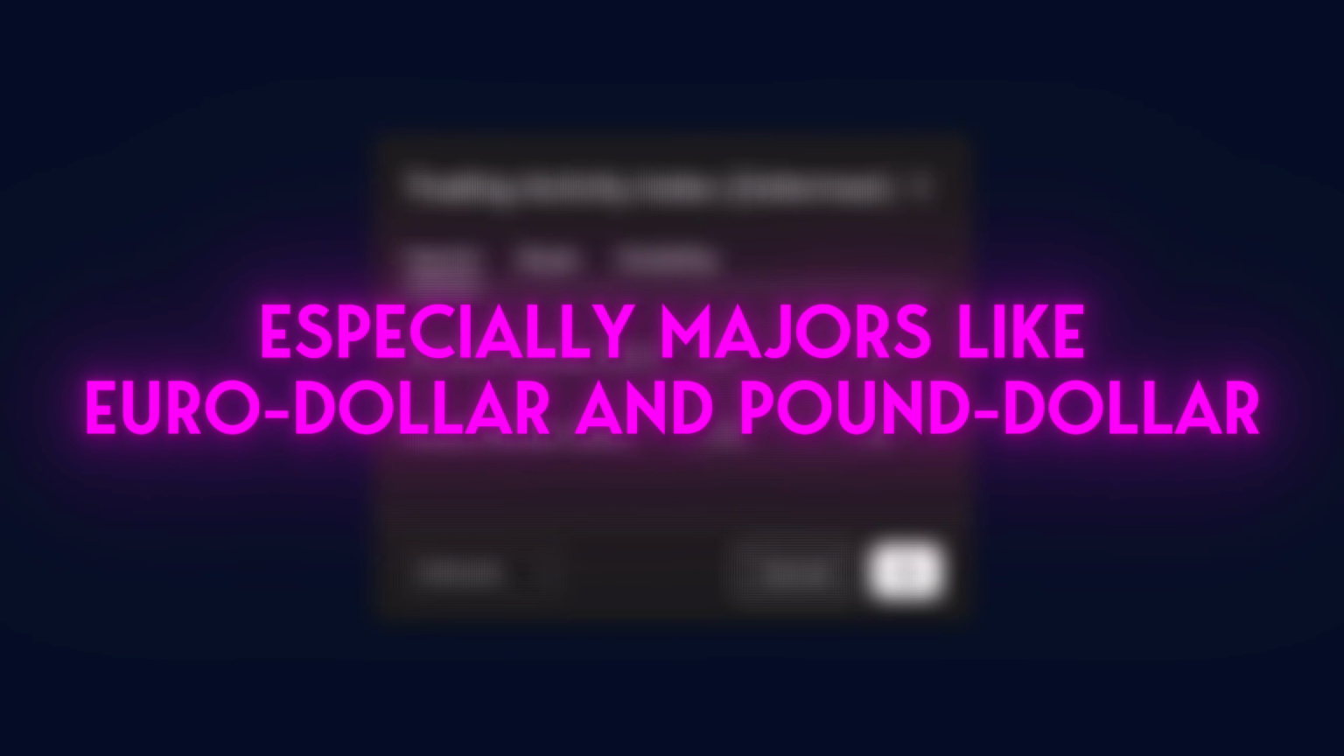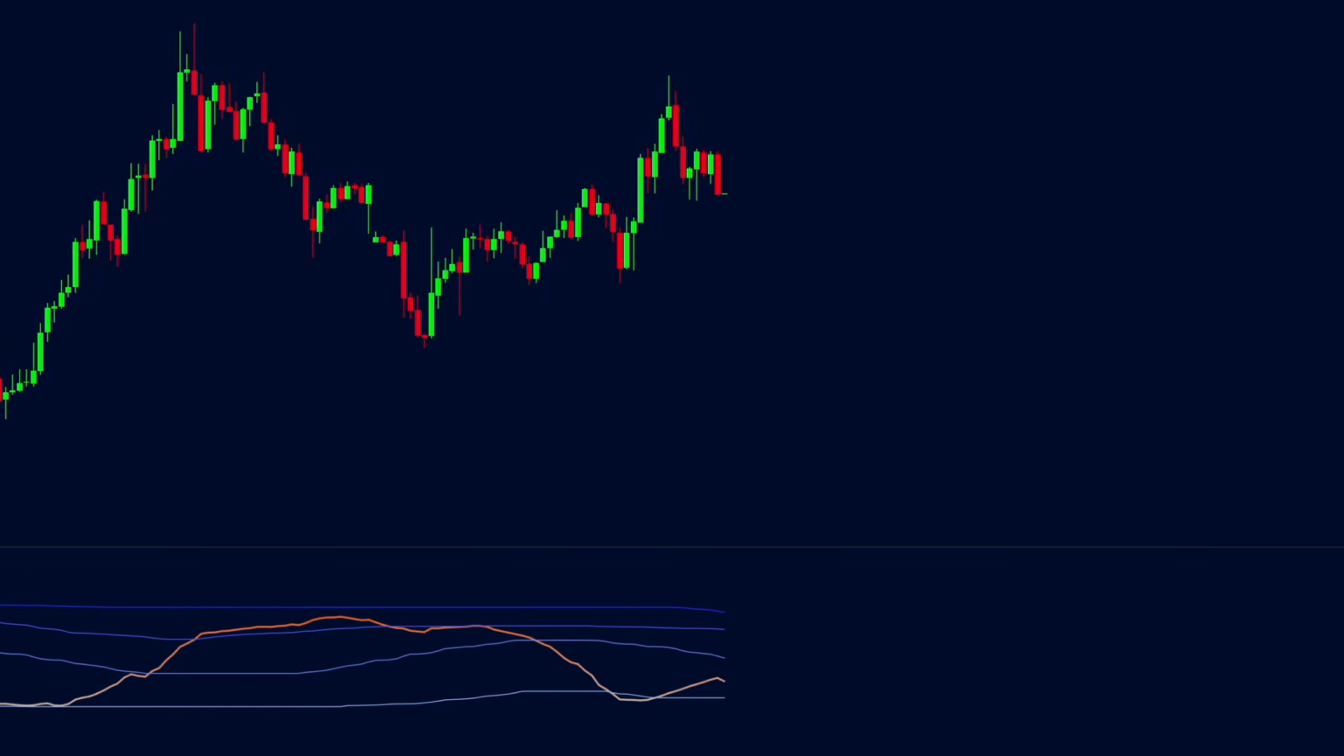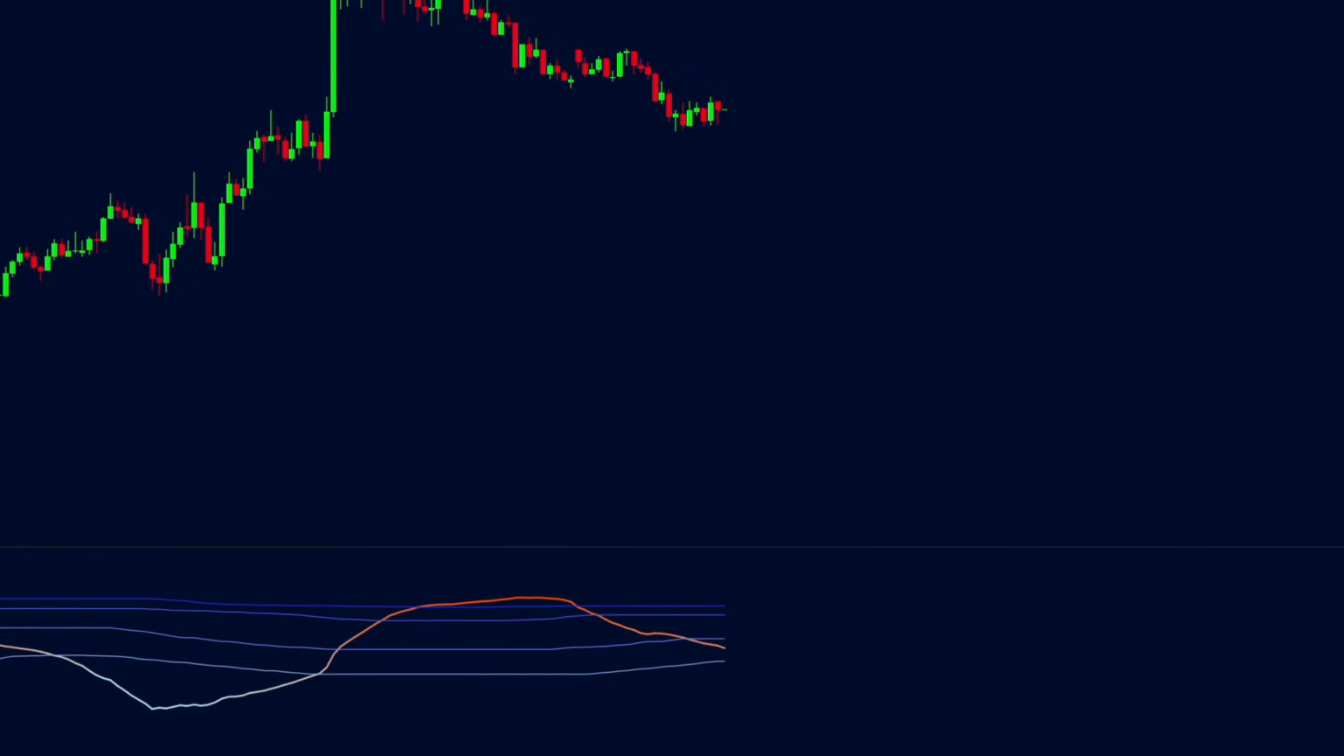Now, different markets require different settings for maximum accuracy. For forex pairs, especially majors like euro-dollar and pound-dollar, set your formation window to 60 bars and history window to 250 bars. Forex markets have consistent institutional flow patterns that require slightly longer look-back periods to properly contextualize.